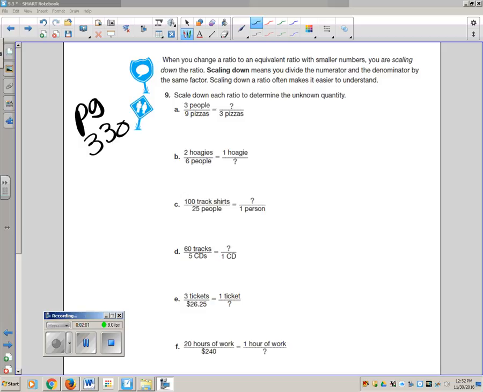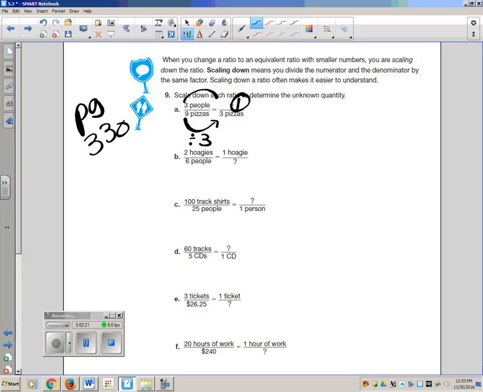On page 330, we can also scale down. Scaling down is just dividing. So if you have 3 people for 9 pizzas, that's your rate. 9 goes to 3. I divided by 3. 3 goes to 1.